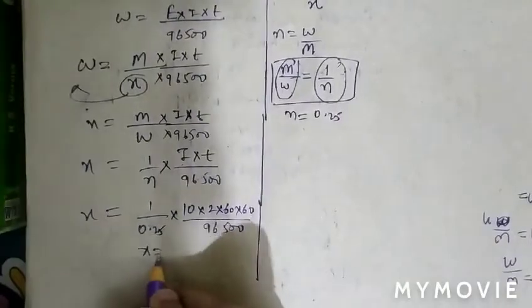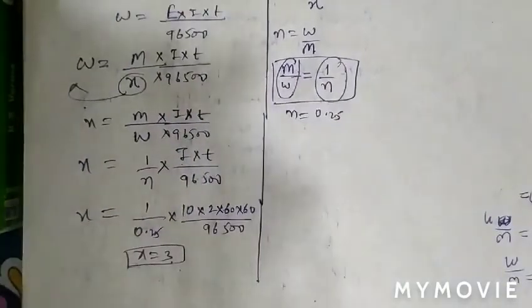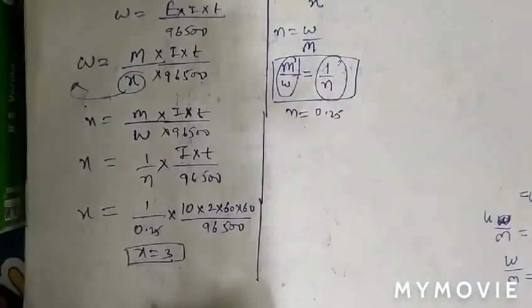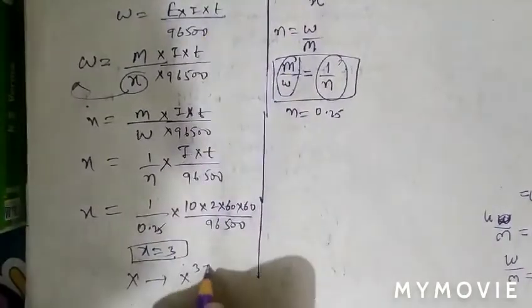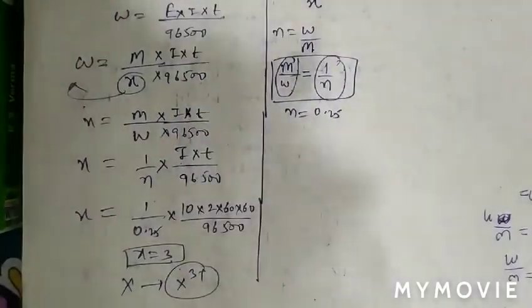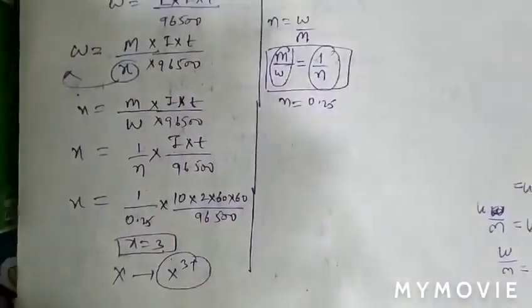On solving, we get the value of x equal to 3. It means the oxidation state of x is x3 positive because n factor is 3. So question number 76, option C is correct.